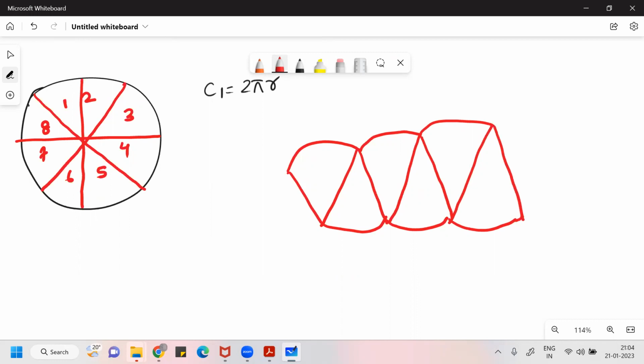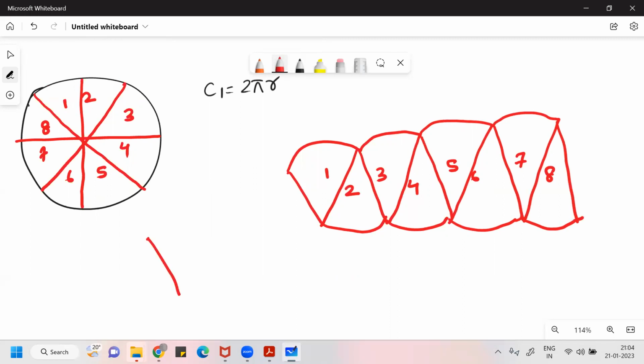Okay, then I have taken part 8. Okay, then I have taken part 1. So probably I can say this is 1, 2, 3, 4, 5, 6, 7, 8. So what I've done, I've taken the circle. I just cut this circle in the form of the part of a pizza like this.